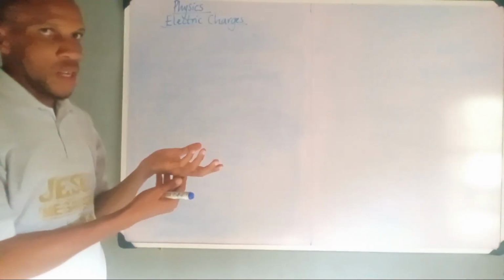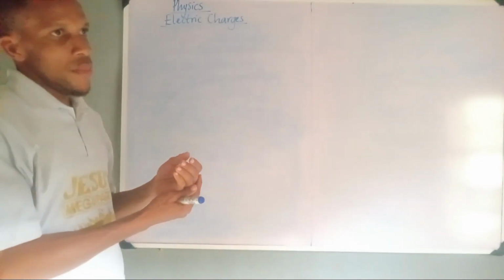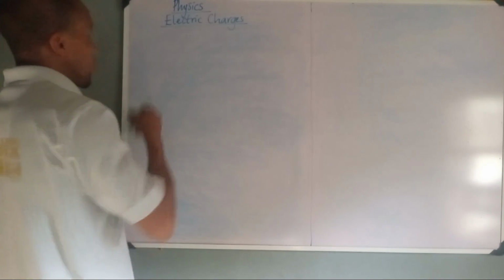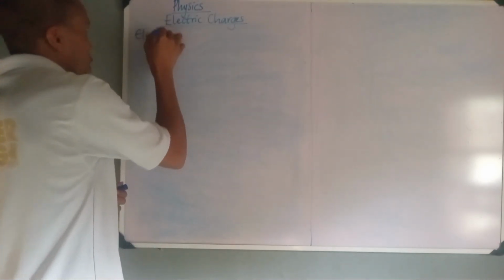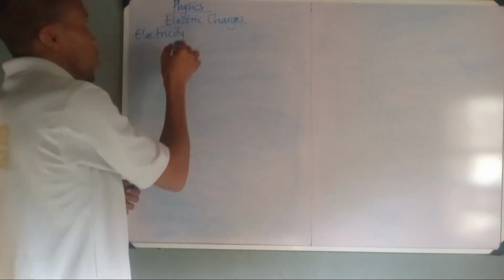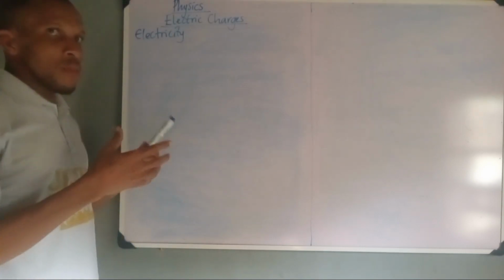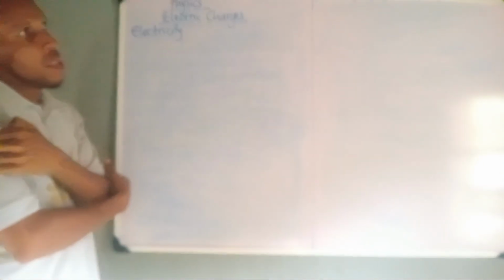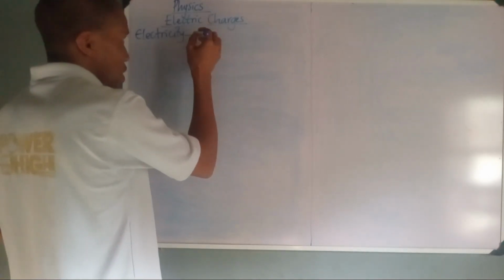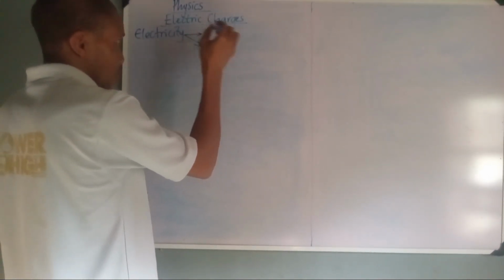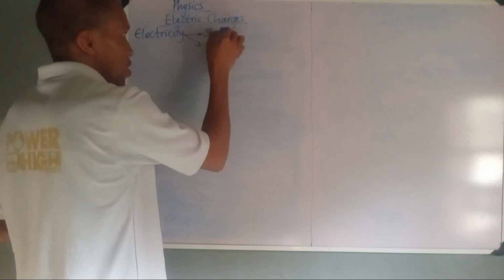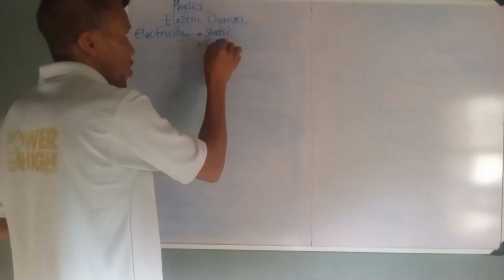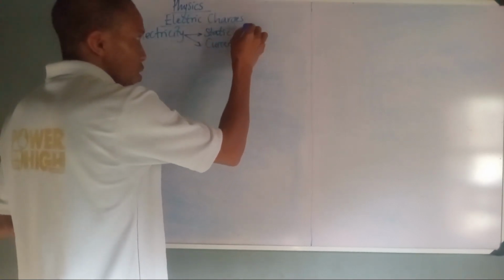So, what is electricity? When you look at the word electricity, we are talking about something that has to do with the flow of electrons. Okay, and when we talk about this electricity, we can actually split electricity into two. We have static electricity and we have current electricity. For now, we'll focus on static electricity.